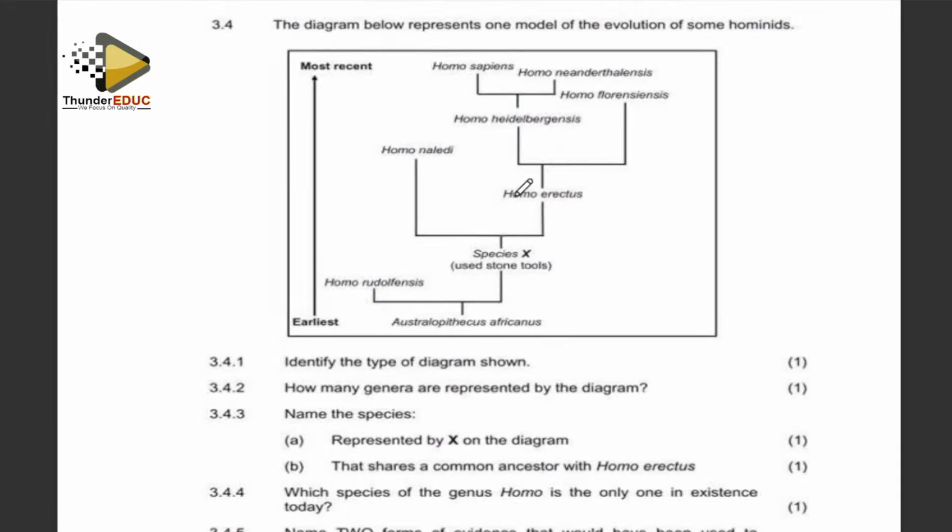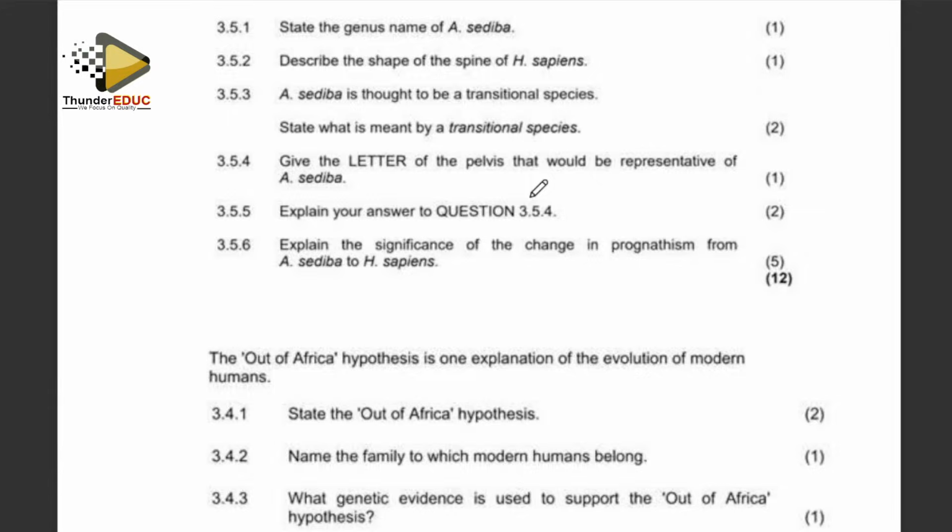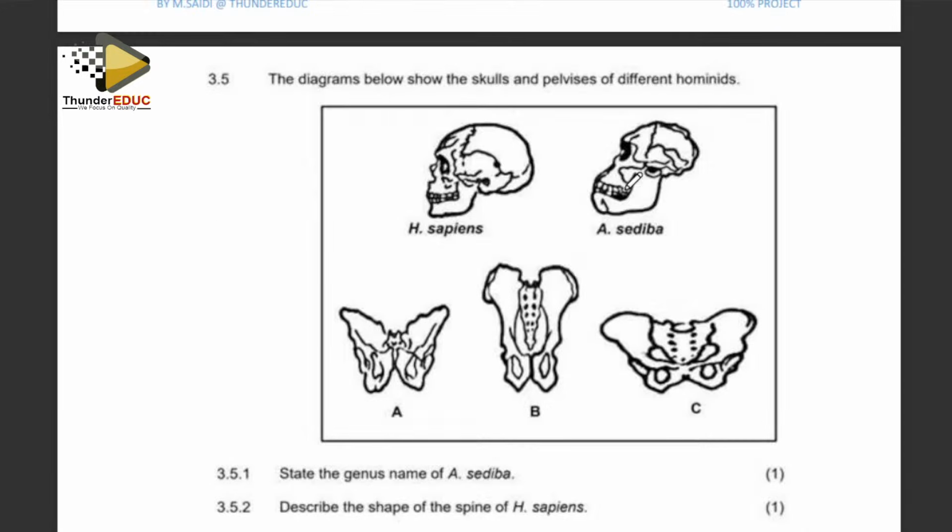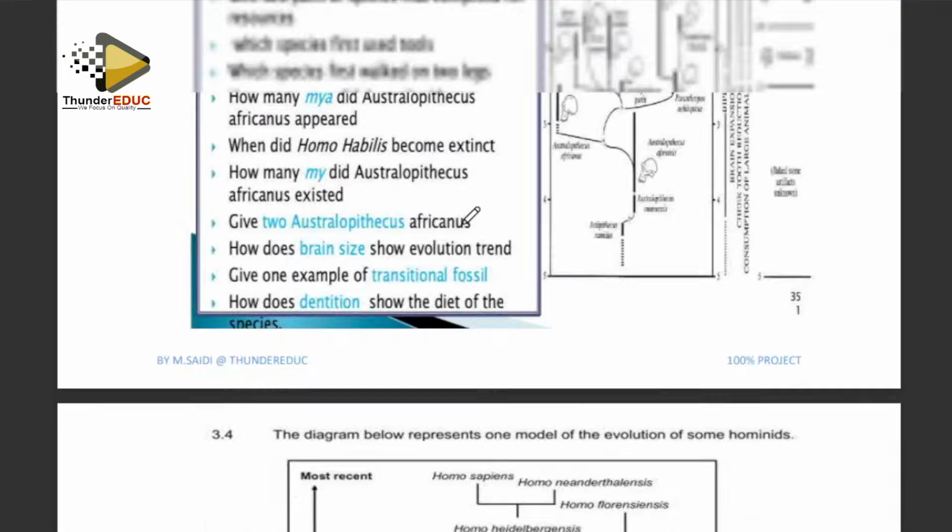If they bring it on this side, you answer the question according to the aspect of the skull they have brought. We go back to the next question.